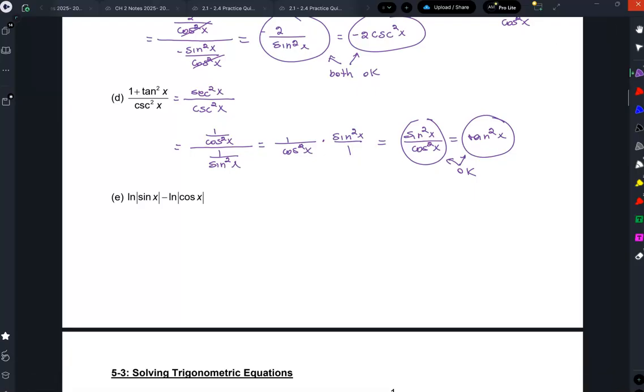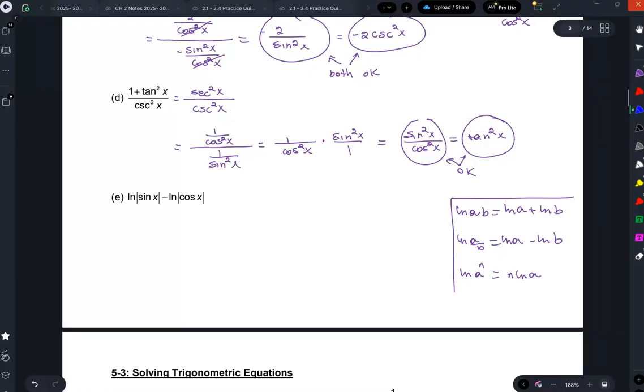Okay, last one. Remember LNs? Okay, so properties of LNs. ln of a times b is ln of a plus ln of b. ln of a over b is ln of a minus ln of b. And then ln of a to the n is what? What happens to the exponent? It goes away and becomes a coefficient, right? So it's n ln of a.